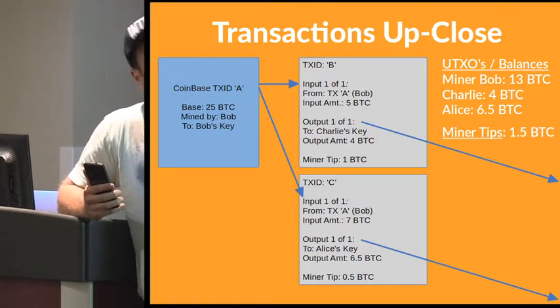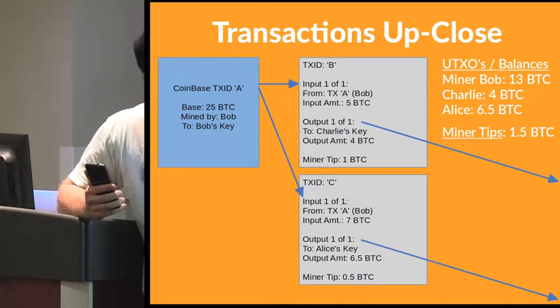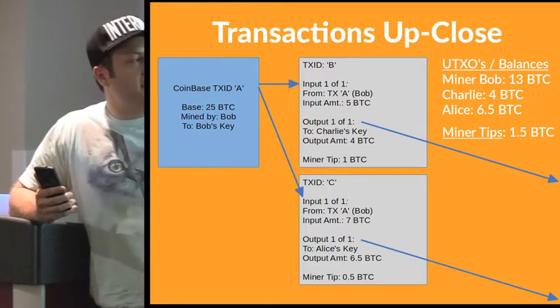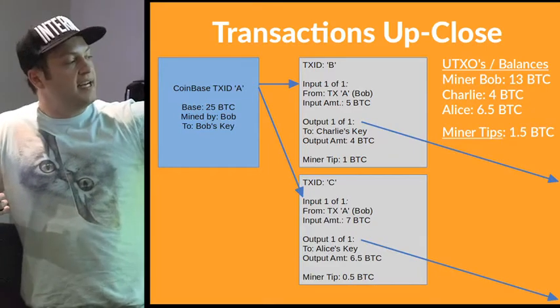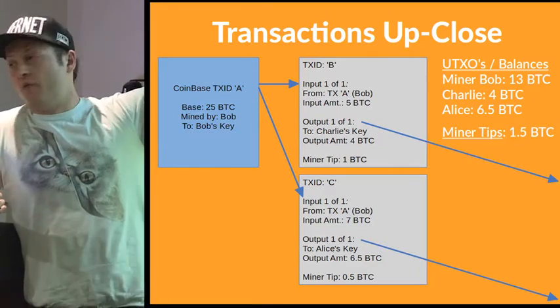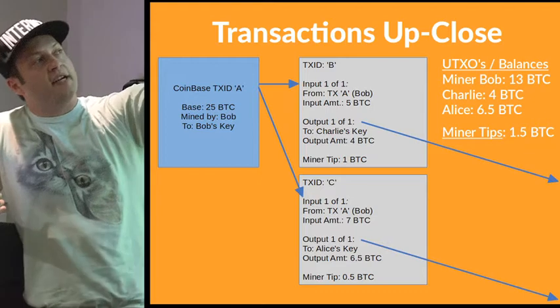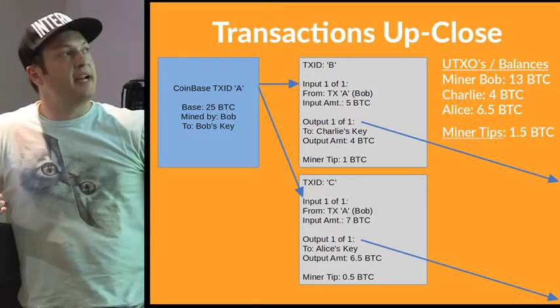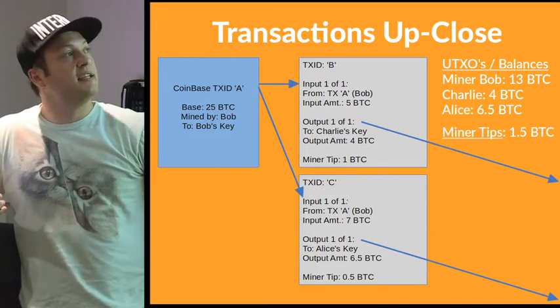That leaves him with a balance of 13 at the end of this economy here on the right. If you look at Alice there at the bottom, 6.5 BTC was output to Alice. The input amount was 7 BTC, so the spread of half a Bitcoin was the miner tip, which is designated below. And similarly, in the top, we have a miner tip of 1 Bitcoin above. And then on the right are the balances of everybody in the economy and what they would have if they opened up their phones and checked.